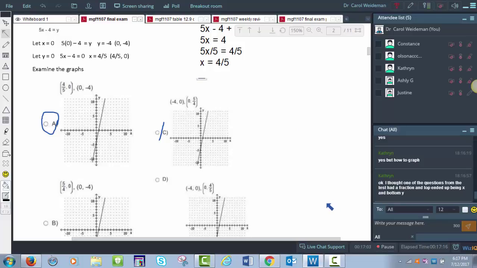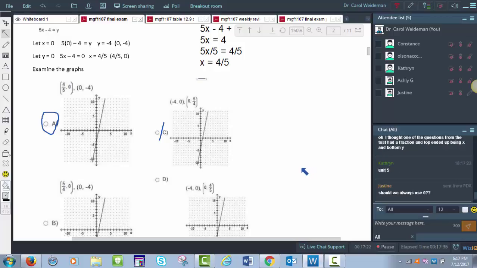One of the questions from the test had a fraction and top ended up being x and bottom y. I'm not sure. You mean on the prep quiz? Because there's pools of questions. You're going to get different ones when you take it over and over again. Oh, Unit 5. Okay, it's possible. If you want to send me an email afterwards with the question number, I can help if you're having trouble with it.